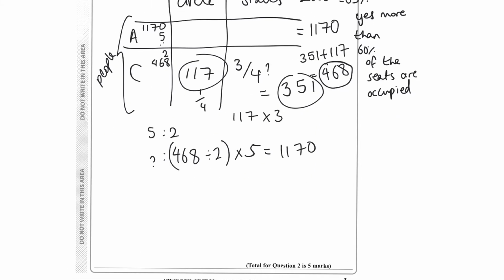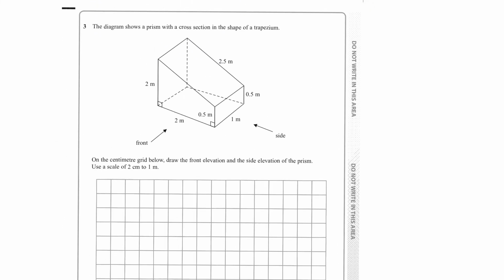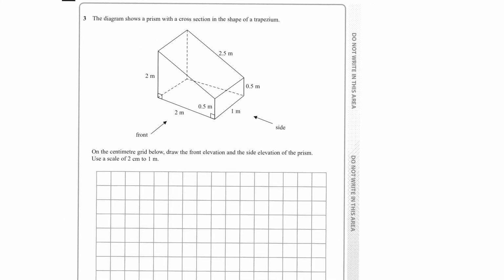So moving on. Question 3, we are going to be drawing this prism, but in a front elevation and side elevation. So basically, you're going to be drawing them as 2D shapes. If we look at the front one, it said front is from this view. So circle which view we're going to be drawing in red. So it'll be that view.